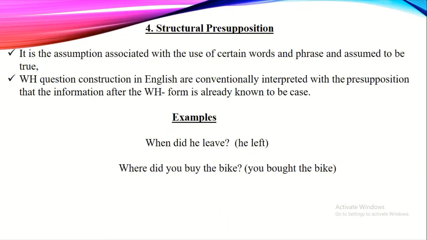The next type is structural presupposition. It is the assumption associated with the use of certain words and phrases and assumed to be true. WH-question constructions in English are conventionally interpreted with the presupposition that the information after the WH-form is already known to be the case. For example, "When did he leave?" presupposes he left. "Where did you buy the bike?" Here, the WH-question form shows the structural presupposition.